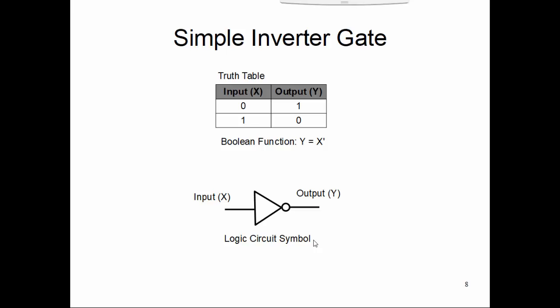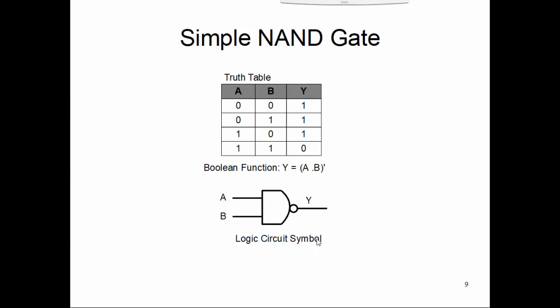Then the simple NAND gate. Its truth table we can depict like this: 0 0 is 1, 0 1 is 1, 1 0 is 1, 1 1 is 0. The Boolean function it implements is A and B whole bar. And its logic circuit symbol, again please practice this, is like this with a bubble, with inputs A, B and output Y. Please practice drawing this symbol.